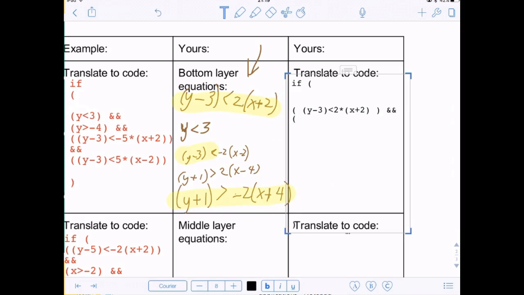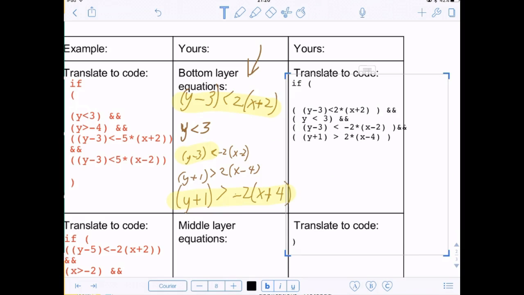And so the next one's going to be y is less than 3. And if you want to, you can put additional spaces in here to make it easier to read like I'm doing. The next one is going to be y minus 3 is less than negative 2 times x minus 2. And the next one's going to be y plus 1 is greater than 2 times x minus 4. Now the parentheses, oops, I forgot a parentheses here. You see that? You've got to be careful with that. You always have to have an additional set of parentheses around the whole thing. And then finally, the last one, y plus 1 is greater than negative 2 times x plus 4. And then that was the last set of parentheses, and I'm going to get rid of all these extra spaces. Okay?